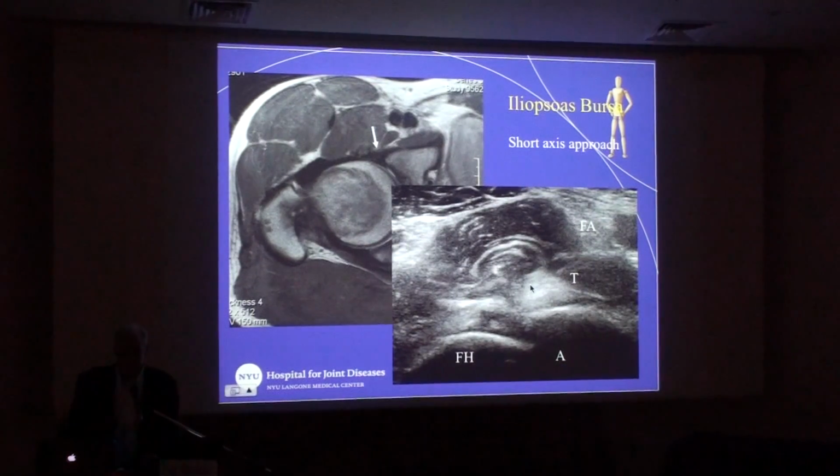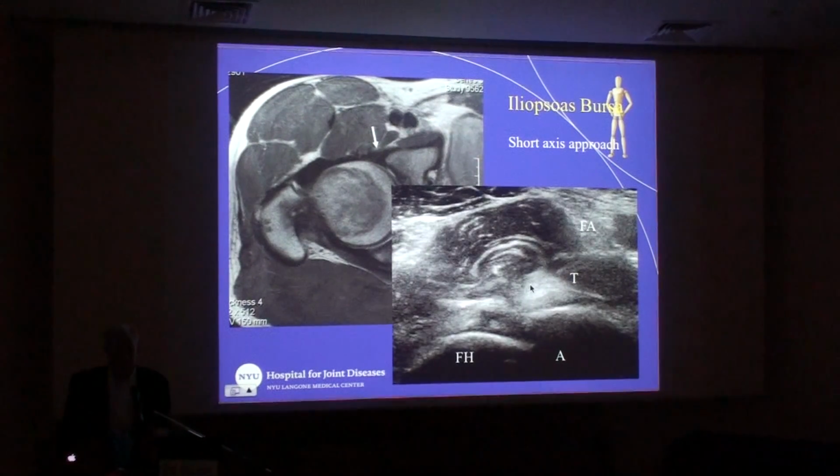Now, iliopsoas bursa, most of the time when we're asked to treat these, it's in a non-distended bursa. The patient has either potential problems associated with anterior groin pain, or they may have an indwelling prosthesis, and the question is, do they have a secondary iliopsoas tendonitis or bursitis? A lot of times at the bursa, there's no distension at all. So we really are asked to fill the bursa rather than simply aspirate it.